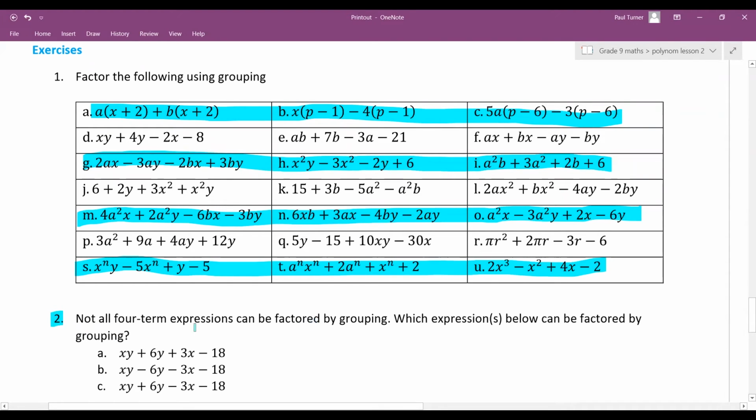In question 2, it says that not all 4-term expressions can be factored by grouping. So I want to know which ones of these you can factor using this method. And when you try them, try each one and see which one works. Okay, for question 2, I'm going to leave you some time to work, and then we can do some solutions for these at the end. I might just pick some out because I think you'll run out of time anyway. And I'll send you the answers tomorrow.